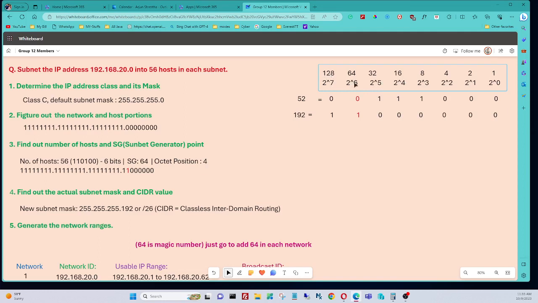7 means 128. This is 64. You can calculate in your calculator if you want. So I use 32, 16, and 8. Total is 56, right?